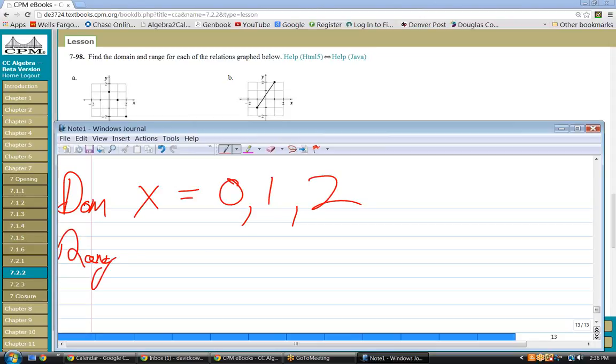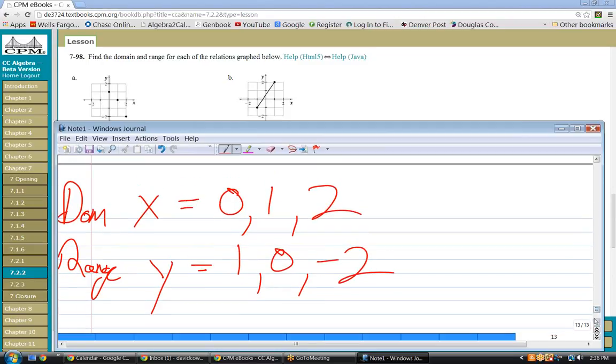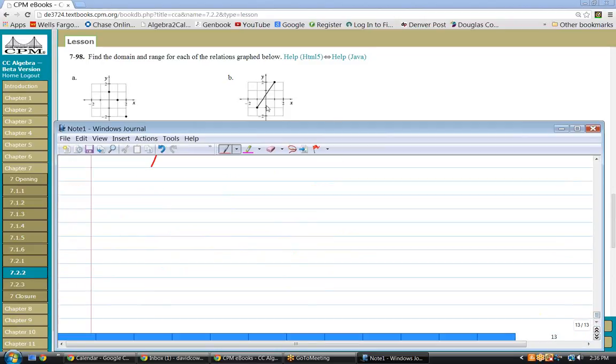Range is y. What are the 3 values of y? 1, 0, and -2. Very good. How about B? This is not just 3 points. This is all of the points between here and here, but only that. Nothing to the left, nothing to the right. So what are all of the allowable values for x?